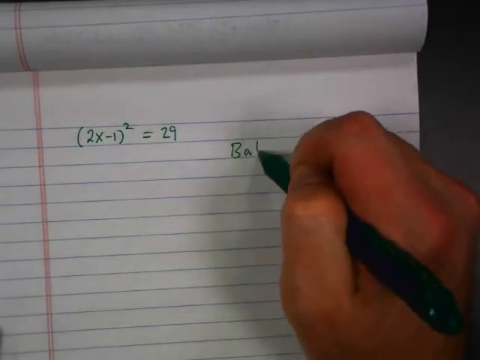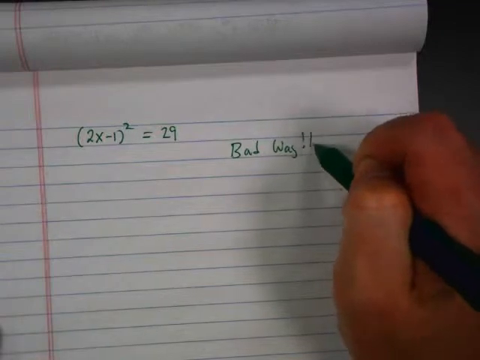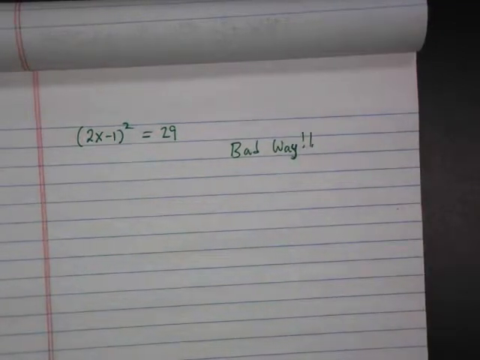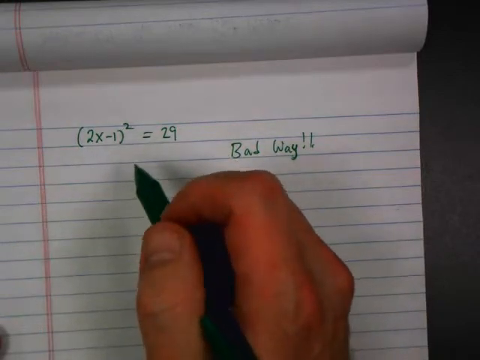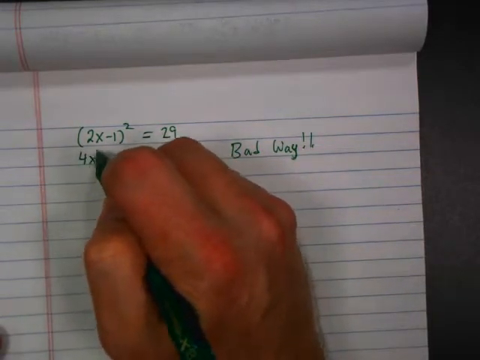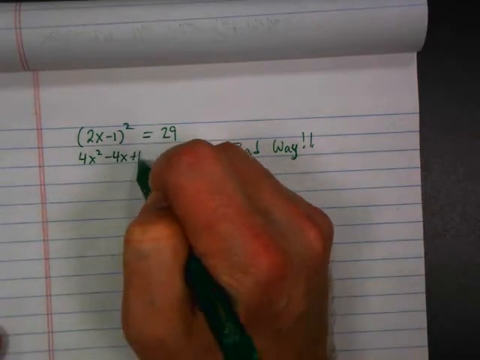I will warn you, this is a bad way to do this problem. Is it okay? It is. And we'll see why in a second. What do you get when you take 2x minus 1 times 2x minus 1? 4x squared minus 2x plus 1. Close. 4x squared minus 4x plus 1.